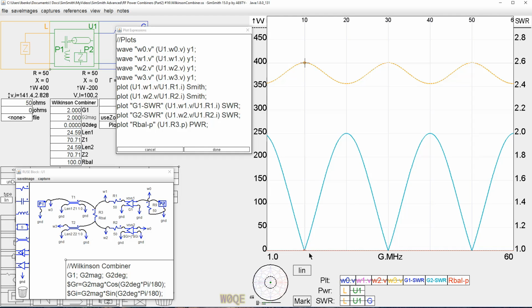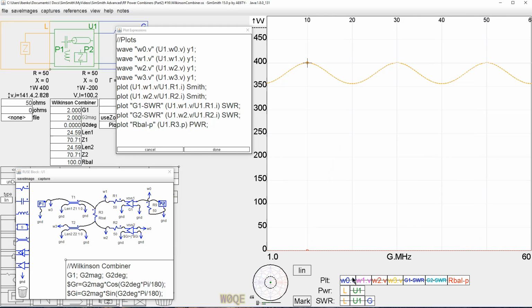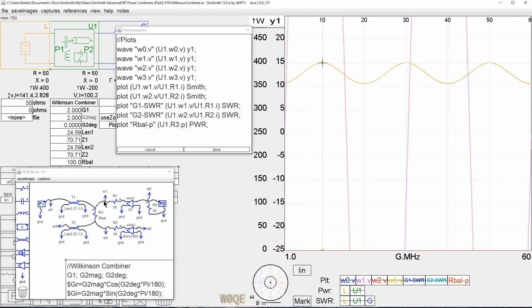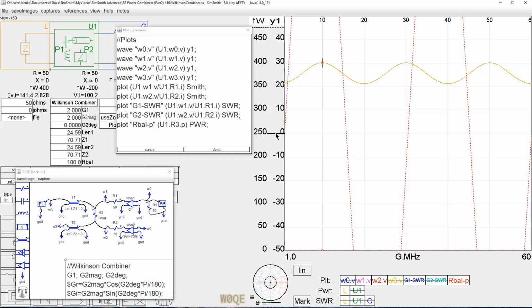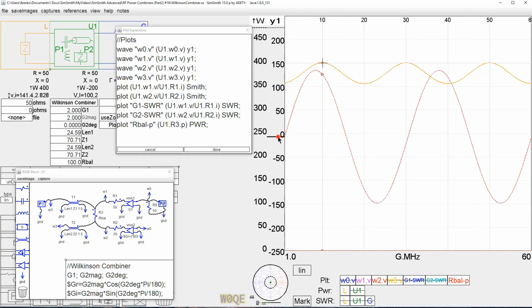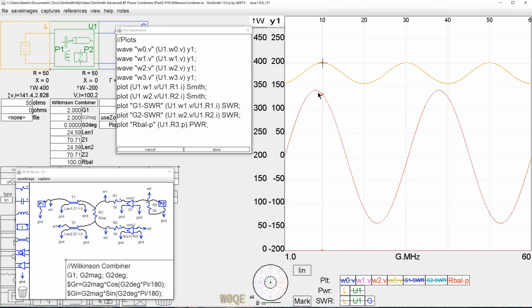If we, for a moment, just turn SWRs off, and let's look at the waveforms coming in. If we look at W1, which is the output of the first generator, and W2, which is the output of the second generator, and scale the plots accordingly, what we see is a signal that runs up to 141 volts peak. 141 volts peak is a 100 volt RMS signal.